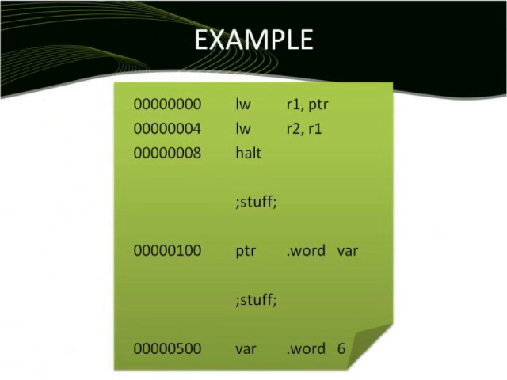Here we have an example. The first load word instruction reads from memory location PTR or pointer, which is at memory address 100 in hex, and copies it into register 1. So register 1 contains the value 500. The second load word instruction reads from the memory location found in register 1 and copies the value found in this location into register 2. So register 1 we already know contains 500, and register 2 now contains the value 6, which was found in memory location 500.